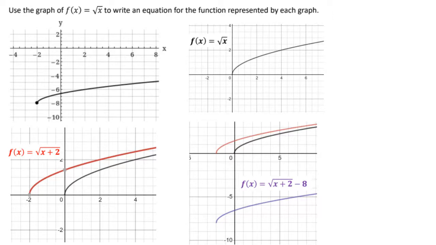So the answer for this graph that they're representing here is based on my parent function, square root of x, but it got shifted 2 units to the left and 8 units down. Okay, let's look at another example.